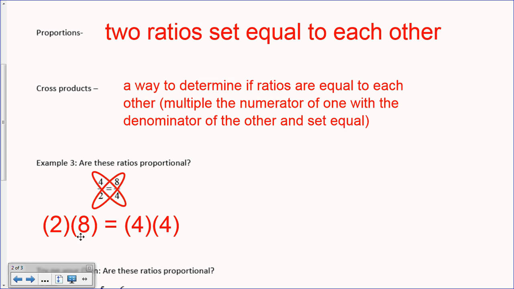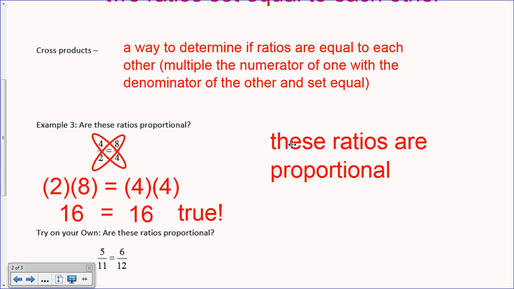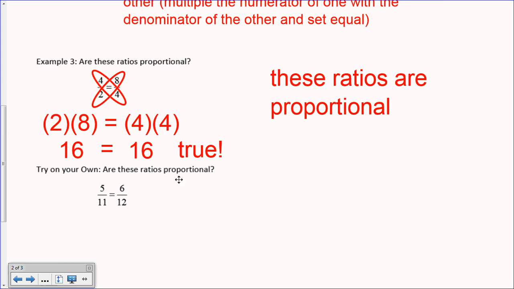So now that I have this, I'm going to go ahead and multiply and see if they actually come out. So 2 times 8 gives me 16. 4 times 4 comes out to be 16. These actually are equal, so it makes a true statement. So because it came out true, these ratios are proportional to each other. Okay? So you're going to try this one on your own to see if these two are proportional. You do it the exact same way I did. And if you need to rewind the video so you can see how I did it again, go for it.